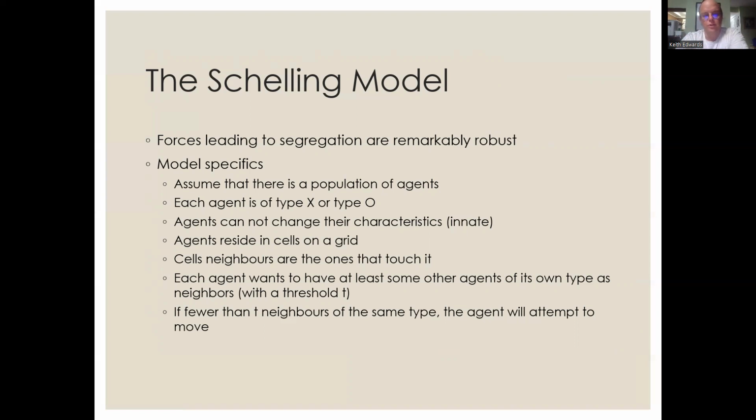The agents reside in cells on a grid, and the cell's neighbors are the ones that touch it. So each one can have up to 8 different neighbors because it's a grid. And each agent wants to have at least some of the other agents. It doesn't have to be all of its own type as neighbors. So there's a threshold T. And if fewer than T neighbors are of the same type, then the agent will attempt to move. So we can set T equal to 2 or 3. If I don't have 2 neighbors who are in the same political party as me, then I may attempt to move. Or if I don't have 2 neighbors that have the same interests as me, I may attempt to move.